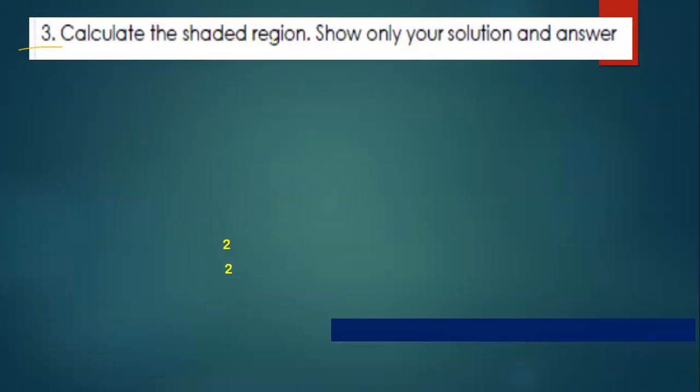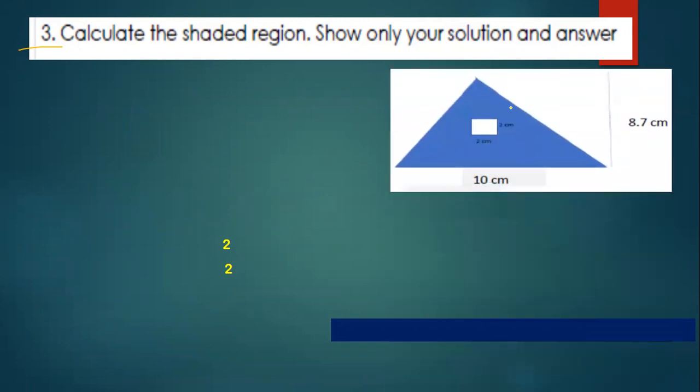Calculate the shaded region naman. Show only your solution and answer. Okay, tingnan natin. So meron na naman dito tayong triangle, at meron sa loob na square. Okay? Interesting. Ganda to. Ngayon, in solving problems like this one, first that you have to do is you have to understand. Siyempre, intindihin ano bang gagawin natin, ano bang meron diyan sa problem na yan.